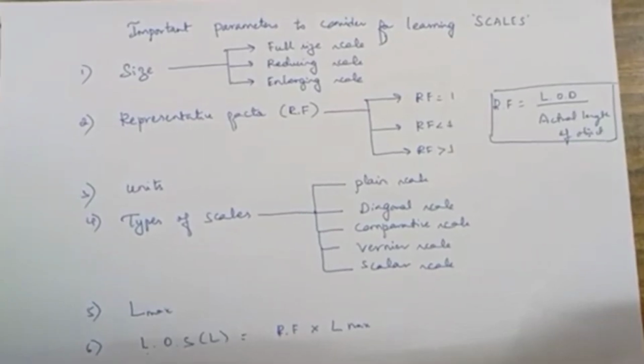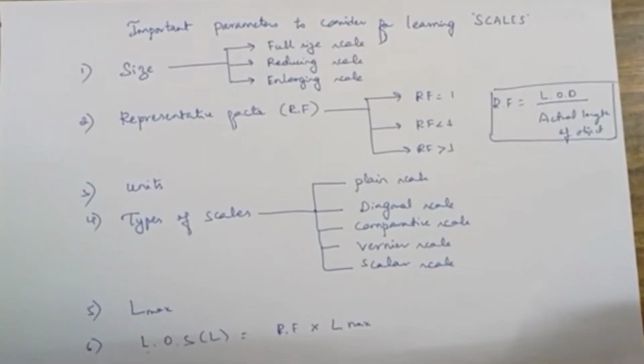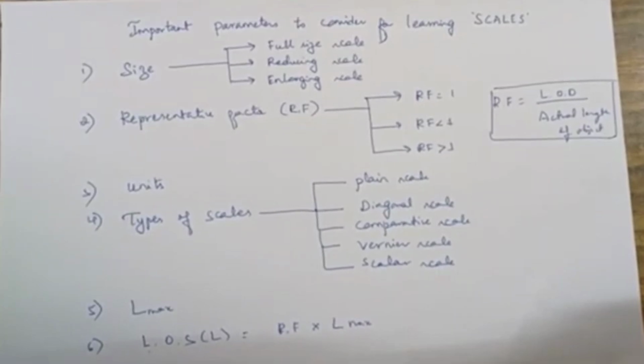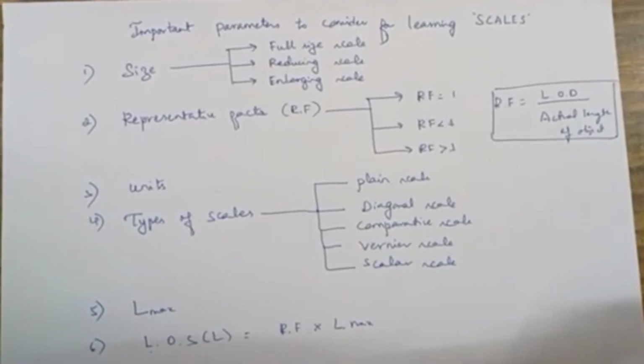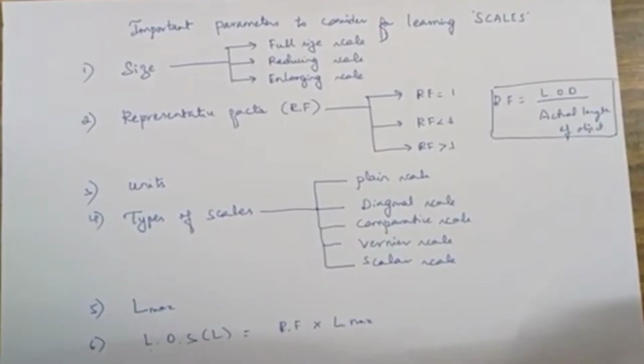Using the RF factor we get different values. If we are using the full scale, RF is equal to 1. If you are using a reducing scale, the RF factor should be less than 1. If you are using an enlarging scale, the RF factor is greater than 1. Like this we should use it.